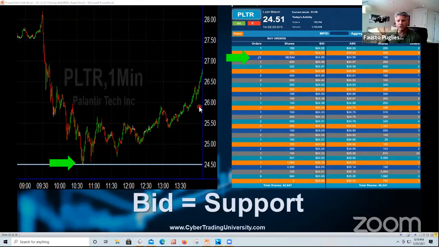Now, how do we use this data? Well, we've all been taught support and resistance levels, right? So here you have the stock PLTR, and you'll notice the stock started at $28, came all the way down and stopped at $24.50. Now, the question is this: why did it stop at $24.50? Why didn't it stop at 26? Why didn't it go down to 24? Why specifically 24.50?